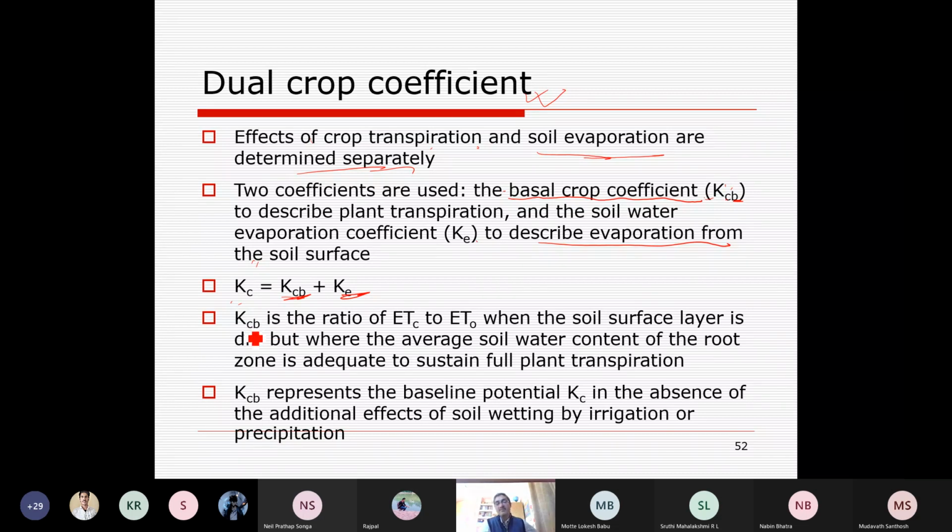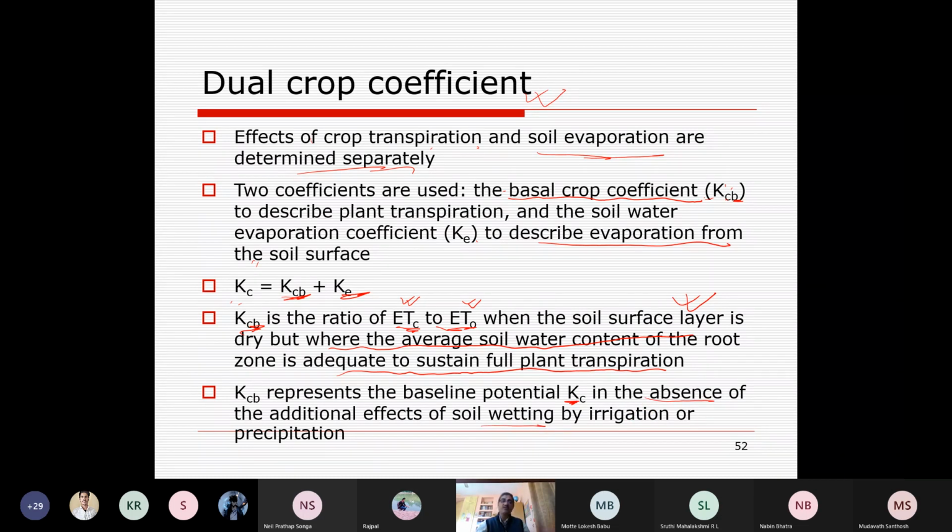In that sense, Kcb, that is the basal crop coefficient, is the ratio of ETc, that is actual crop evapotranspiration, to ET0, that is reference crop evapotranspiration, when the soil surface layer is dry, but where the average soil water content of the root zone is adequate to sustain full plant transpiration. And Kcb represents the baseline potential Kc in the absence of the additional effect of soil wetting by irrigation or maybe precipitation.